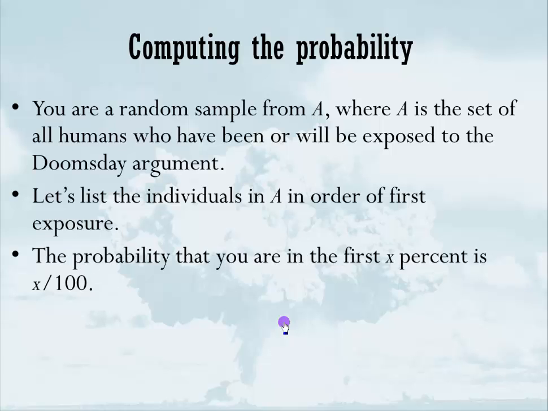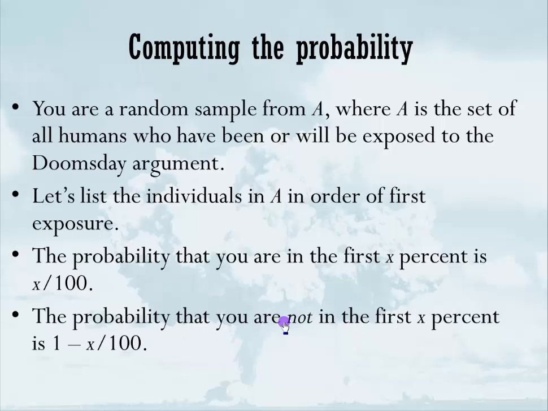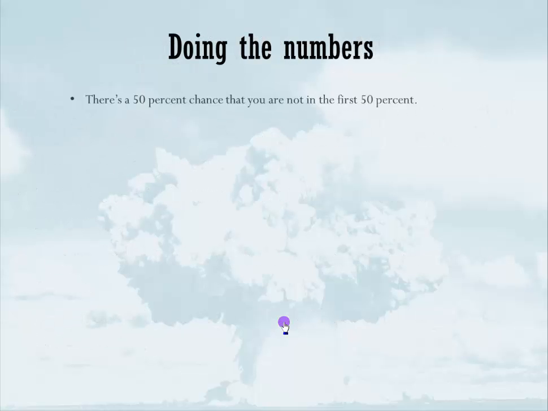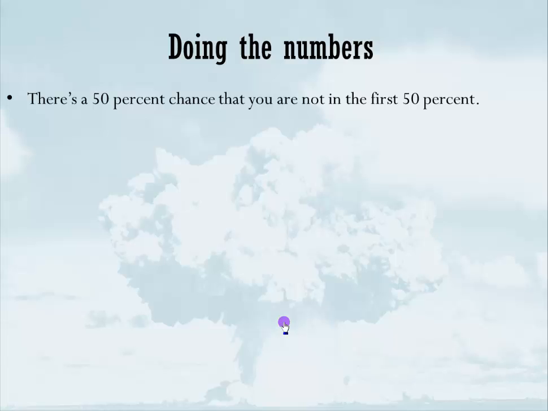Now the probability that you are in the first X% of this list is X over 100, as we said before. The probability that you are not in the first X% of the list is 1 minus X over 100. So if X is small, there's a large probability that you're not in the first X%. Let's take the case, for instance, 50%. There's a 50% chance that you're not in the first 50% of this list. There's a 50% chance that you're past the middle.